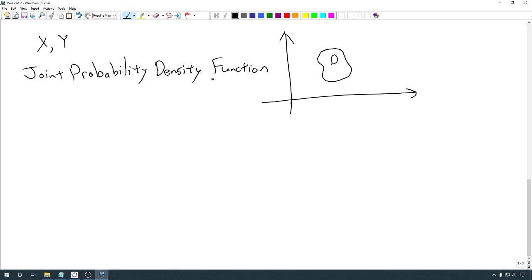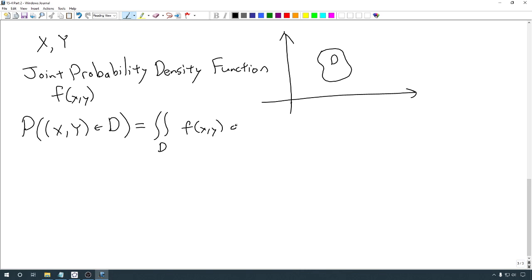Or I think the book just refers to it mostly as a joint density function. But this is going to be a function of 2 variables, f of x, y, where the probability that our result for x and our result for y happen to be in this region D is equal to the double integral over D of this function of x and y. And again, there's not really any other interpretation we can give it. It's mostly just a calculational tool for computing these probabilities.